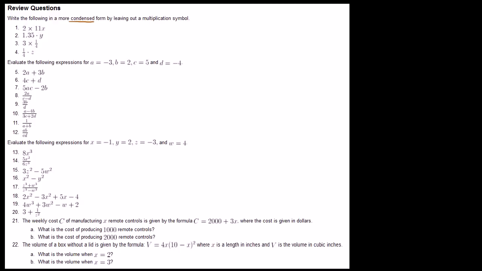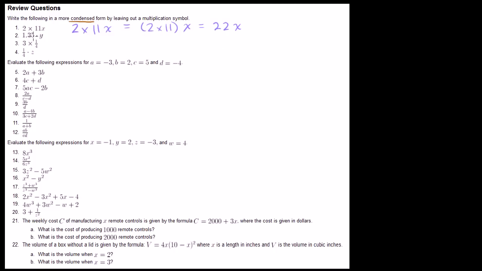Another way you could view this, 2 times 11x, you could view this as being equal to 2 times 11 and all of that times x. And that's going to be equal to 22 x's. You had 11 x's, you're going to have 2 times as many x's. So you're going to have 22 x's.